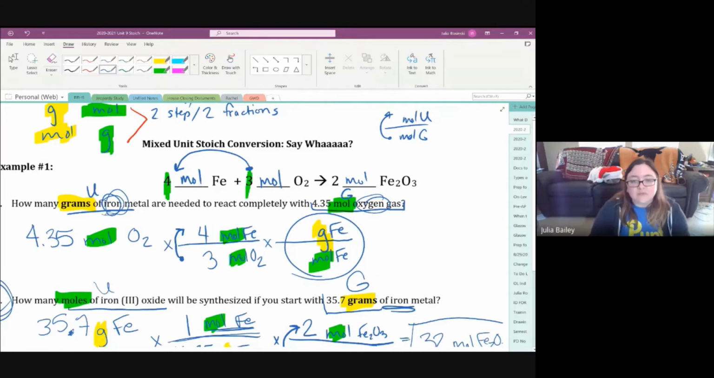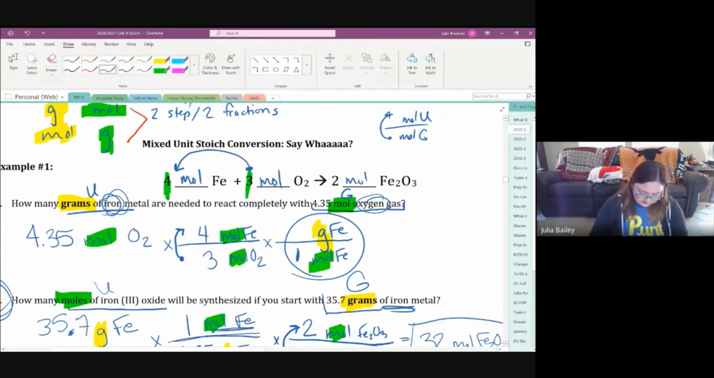So if your number of moles is always 1, whoops, I just pressed a button I didn't mean to press. If your number of moles is always 1, I did it again. Okay, there, I think I got it. Okay.